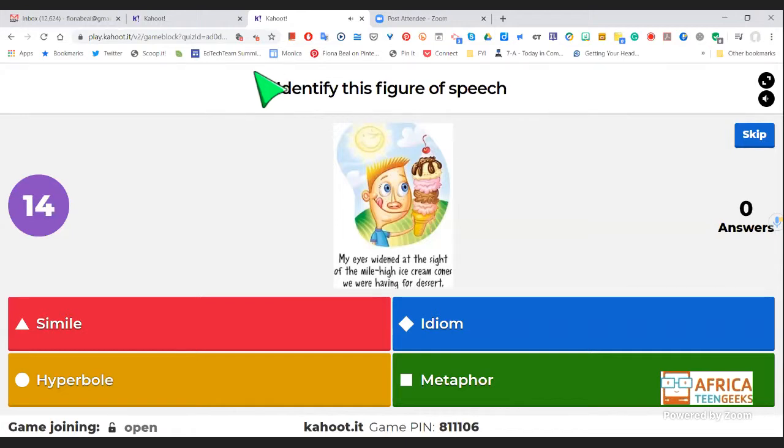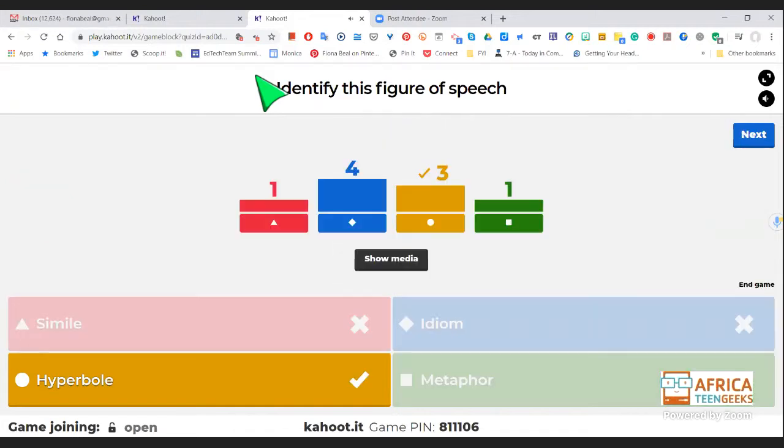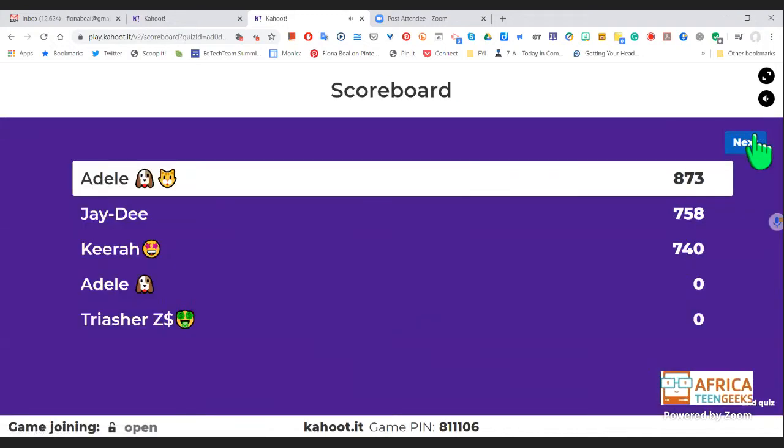Identify this figure of speech. Right, so did you notice that it exaggerated mile high? It was mile high, that ice cream cart. So it was hyperbole. Well done to whoever was, let's see. We're going to see now. Adele, well done. JD, Kira, Adele, Tresha.